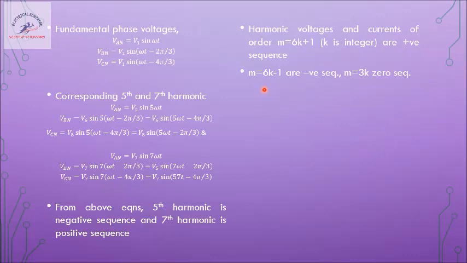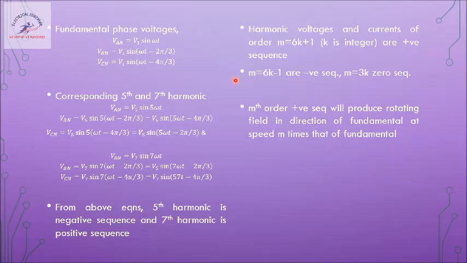Now harmonics of the order m equal to 3k, we call them zero sequence components. If you want, you can substitute 3 here instead of 5 and verify it yourself in the calculator. We get that VAN, VBN and VCN will be in phase, and you can repeat the exercise for different values. So if we substitute k equal to 2, we get 6, and k equal to 3, we get 9. So all the multiples of 3, that is triple N harmonics, are all zero sequence components.